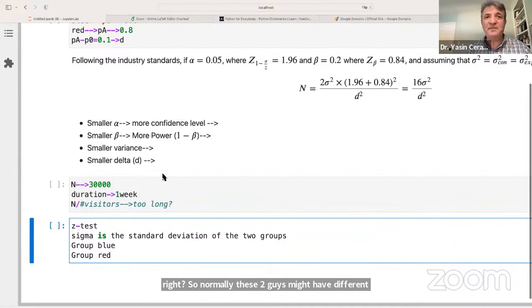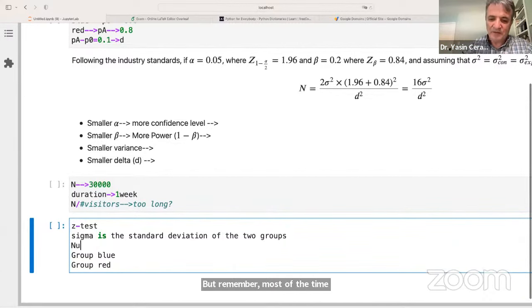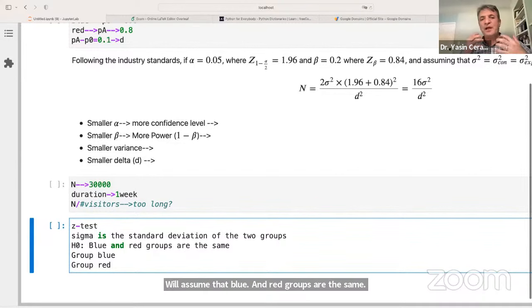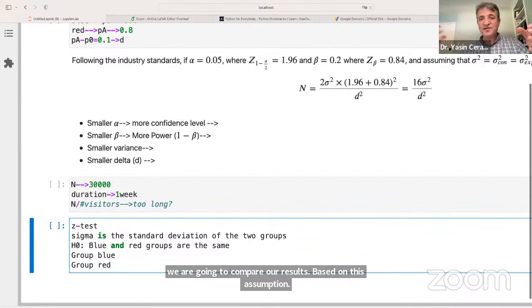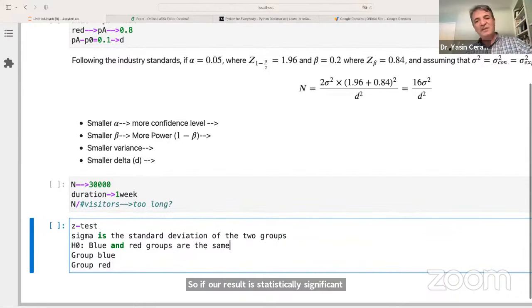But remember, most of the time our null hypothesis, which is H naught, will assume that blue and red groups are the same. So we are going to compare our results based on this assumption. If our result is statistically significant compared to what this null hypothesis is saying, then we are going to conclude that we have enough evidence to reject the null hypothesis, because the null hypothesis says blue and red groups are the same.